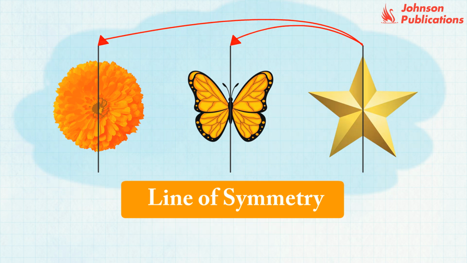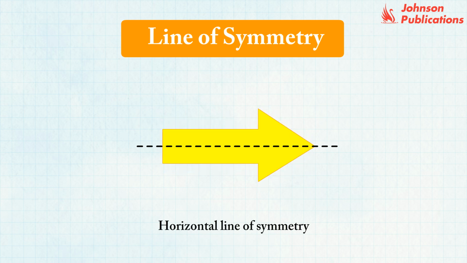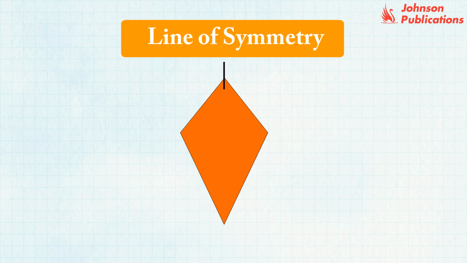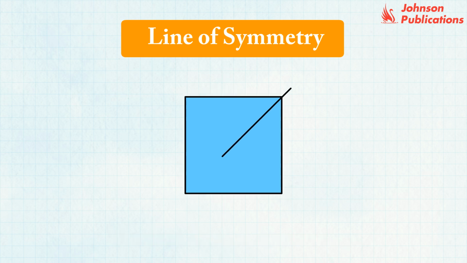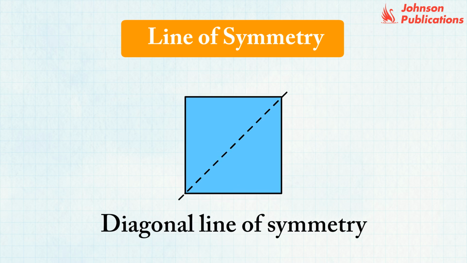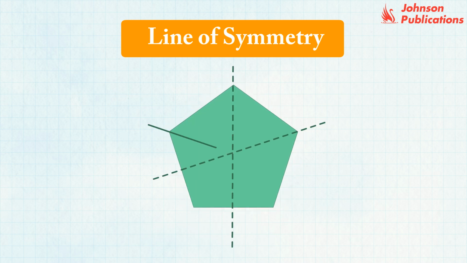The line of symmetry is categorized as follows. A horizontal line that divides an object or shape into two identical halves is called the horizontal line of symmetry. A vertical line that divides an object or shape into two identical halves is called the vertical line of symmetry. A slanting line that divides an object or shape into two identical halves is called the diagonal line of symmetry. For example, a pentagon has 5 lines of symmetry.